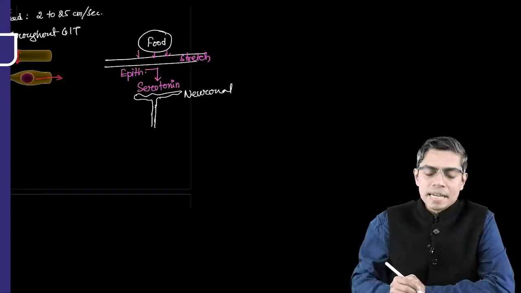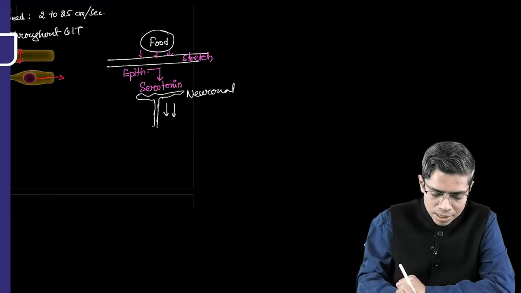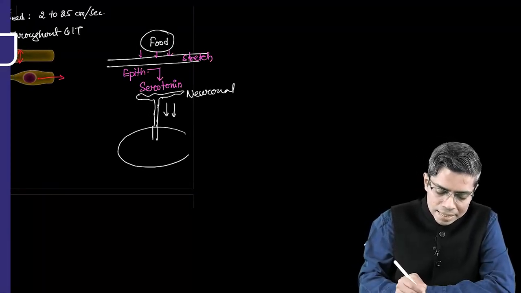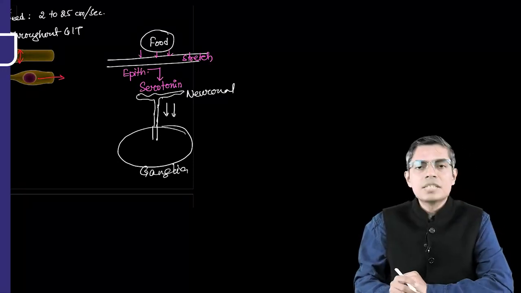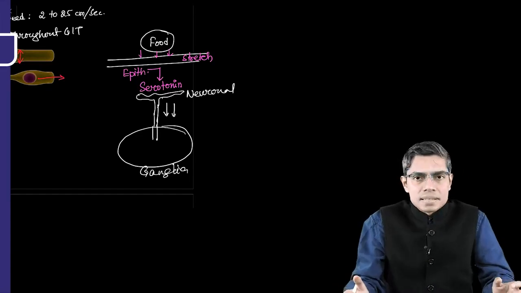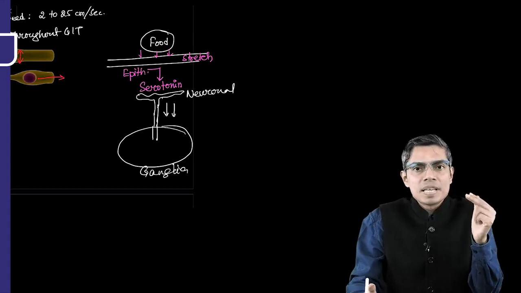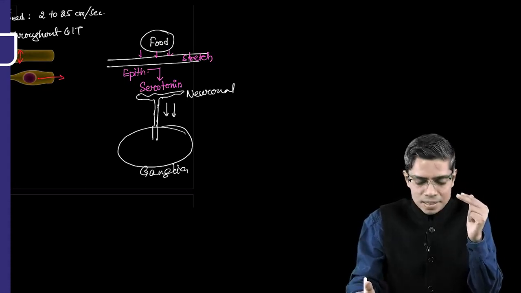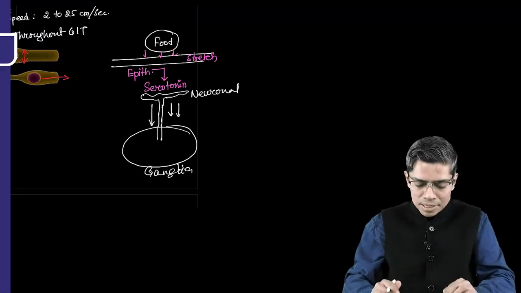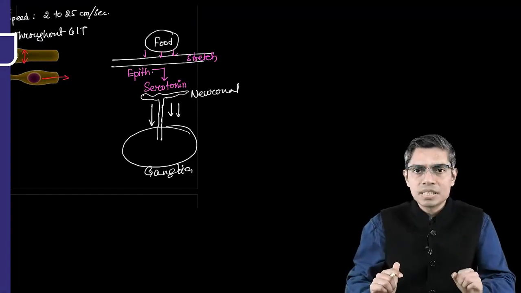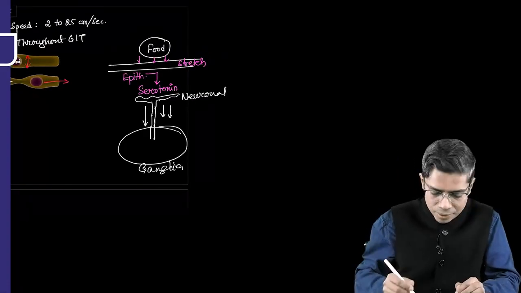Now what this neuronal ending will do, these are the afferent, which means it will bring the sensation to the level of the ganglia of the GIT, right? So this ganglia is part of the neuronal plexus of the GIT, which we have already discussed. There are two neuronal plexuses, Meissner's plexus and Auerbach's plexus. So whenever the afferent input comes from the mucosal layer up to the level of this ganglion of the GIT, now this ganglion will send signals.